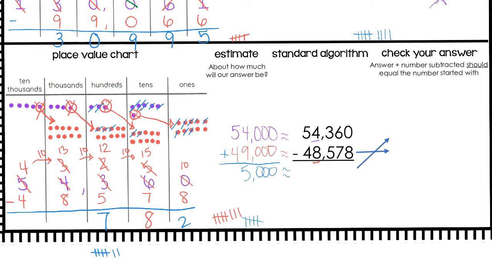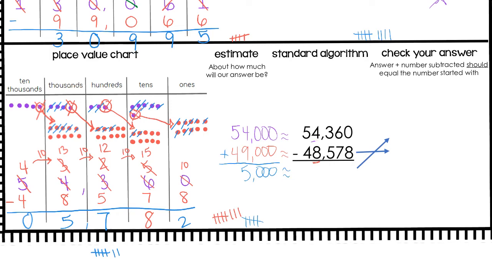13 minus 8. 1, 2, 3, 4, 5, 6, 7, 8. And I'm left with 5 thousands. And we go to the ten thousands. 4 minus 4, 0. My answer is 5,782, which is pretty close to 5,000.